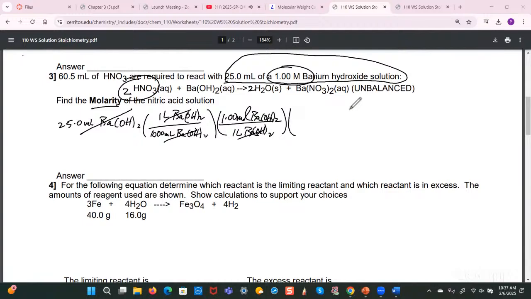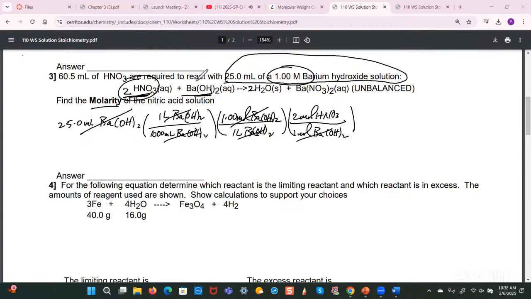The next conversion factor would express the mole ratio based on the balanced equation between barium hydroxide and the nitric acid, right? So the mole ratio, as you can see here, is 2 to 1. So I'm going to put 2 moles of HNO3 above and 1 mole of barium hydroxide below. So all of what we have done here, let me cancel out this with this here, will lead us to determine the moles of nitric acid, right?